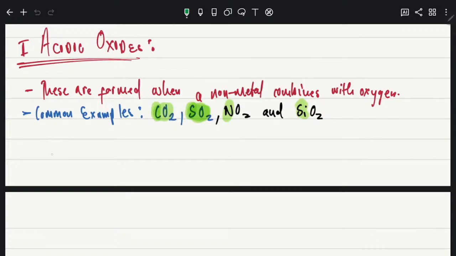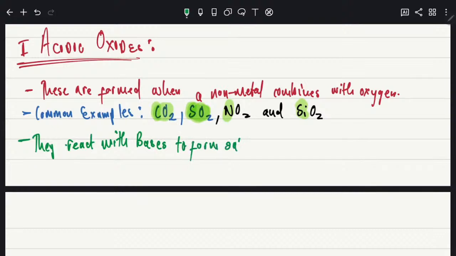So to prove that you actually get an acid there, these non-metal oxides react with bases to form salt and water. Really? Yes. So they do a neutralization reaction, because they are acidic, to form a salt and water.